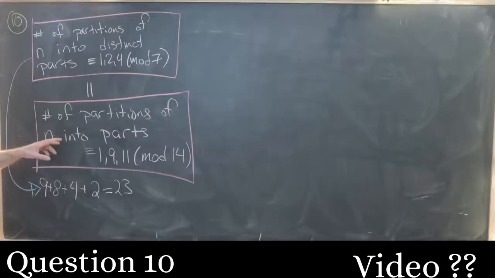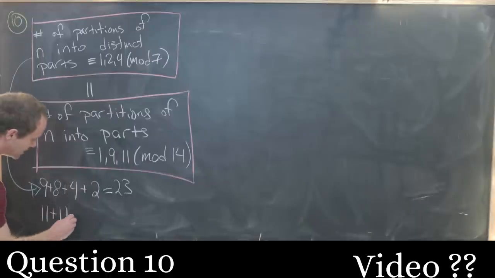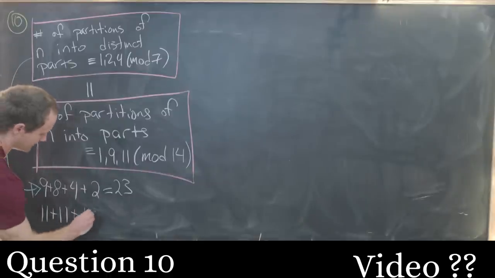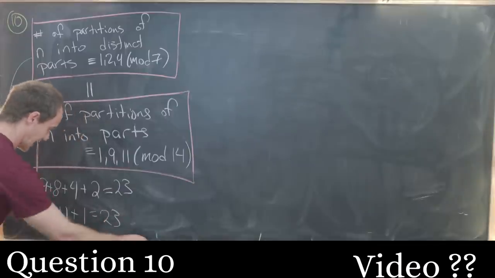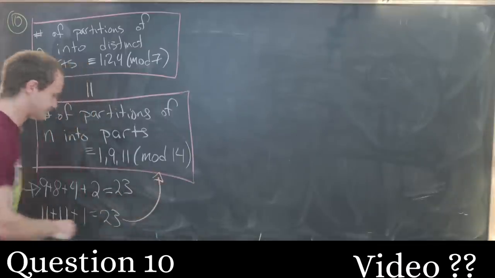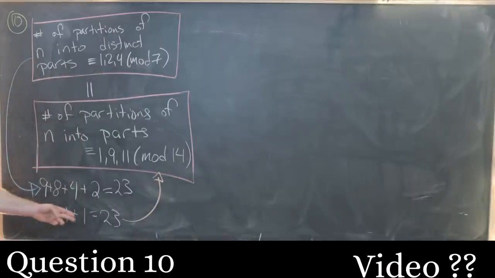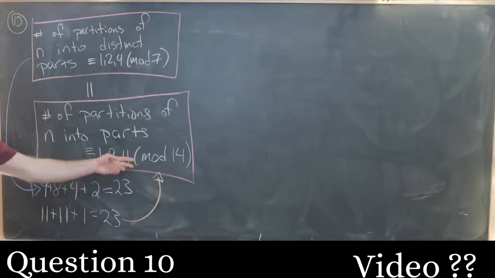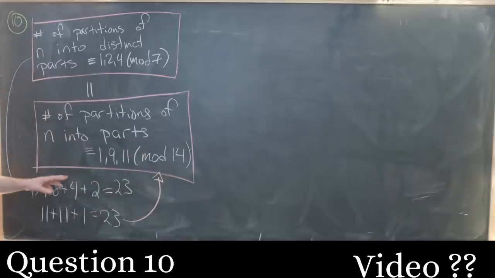Now, the number of partitions of n into parts that are 1, 9, or 11 mod 14 doesn't have to satisfy this rule. So in this case, you could have something like 11 plus 11 plus 1. So that's also equal to 23. And that would be an example of this. So these are congruent to 1 and 11 mod 14, but they don't have to be distinct.